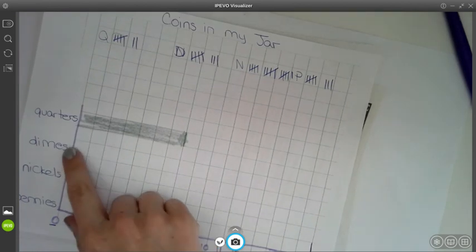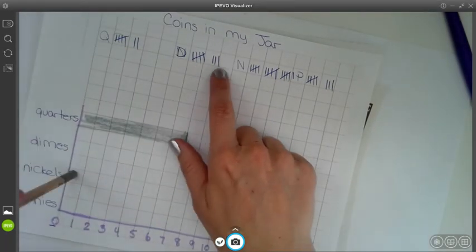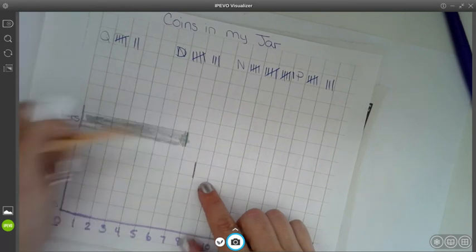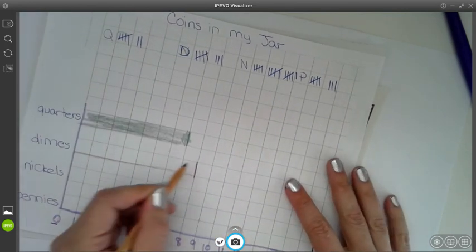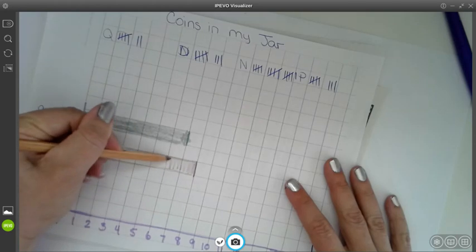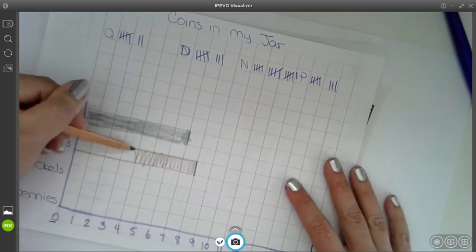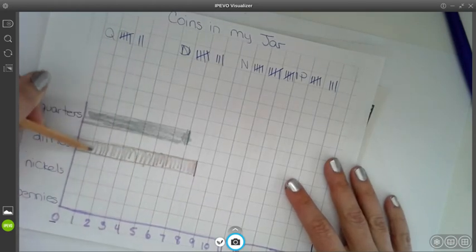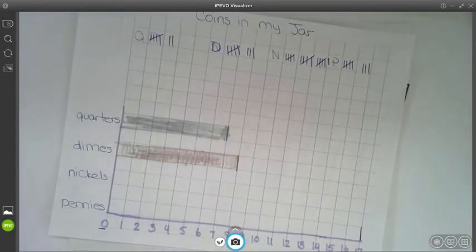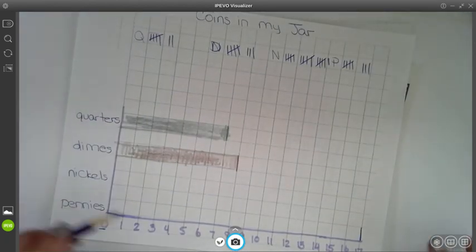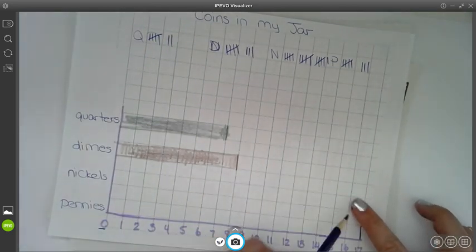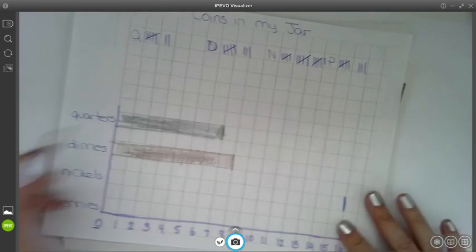Next, I'm going to look at my next piece. I have dimes. How many dimes did I have? I had 8 dimes. I'm going to come to my 8. Kind of the same thing. I know when you make your graphs, you are much neater. I'm just doing this to make sure that we have enough time. Nickels, I found I had 16, so I'm going to find my 16 here.